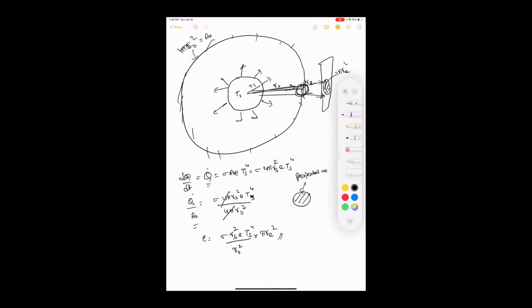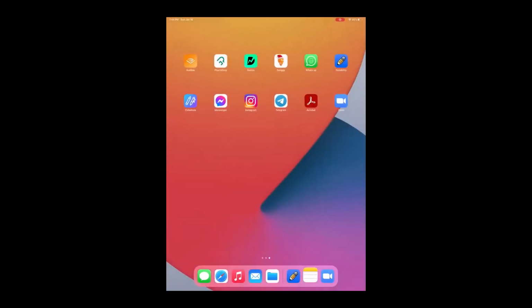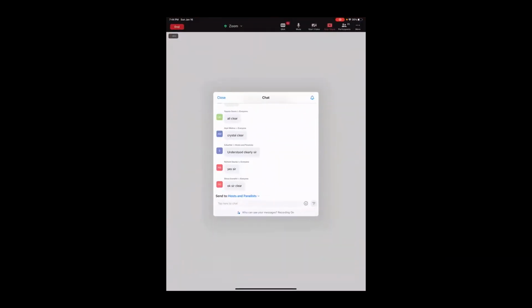Now I hope you understood this. Take the picture. See, I didn't explain something new. I just repeated what I have done. If you revise the same thing twice, thrice, you'll understand it. That is the logic here. Take the screenshot. I hope you understood. Understood. Okay, sir. Clear. Thank you.